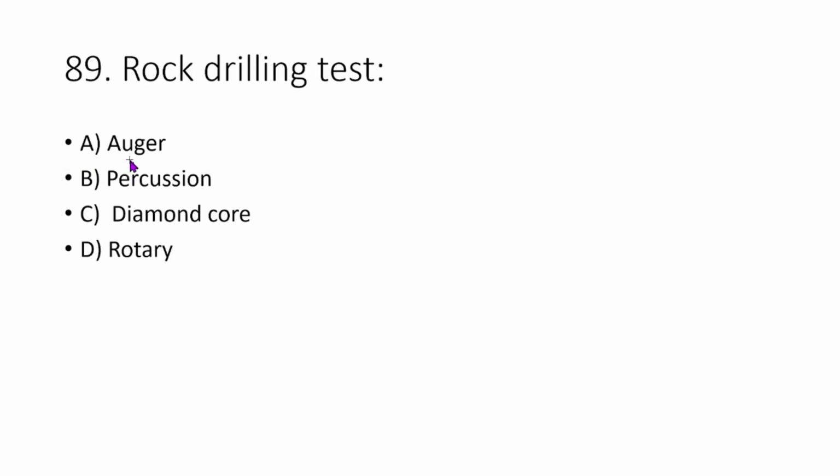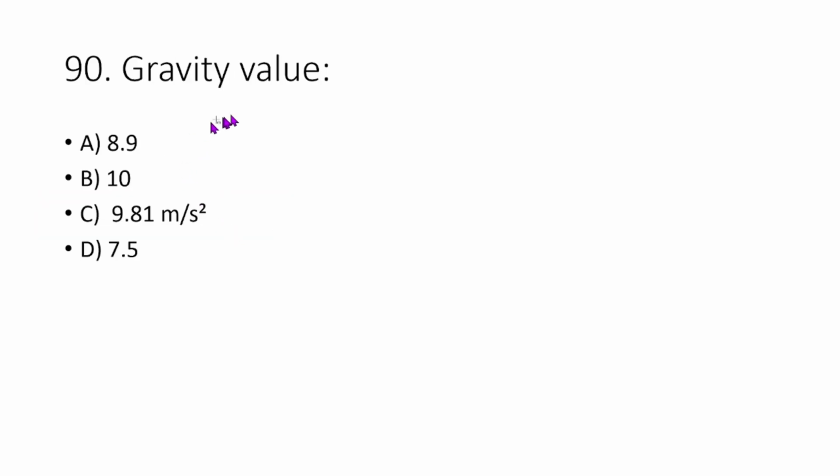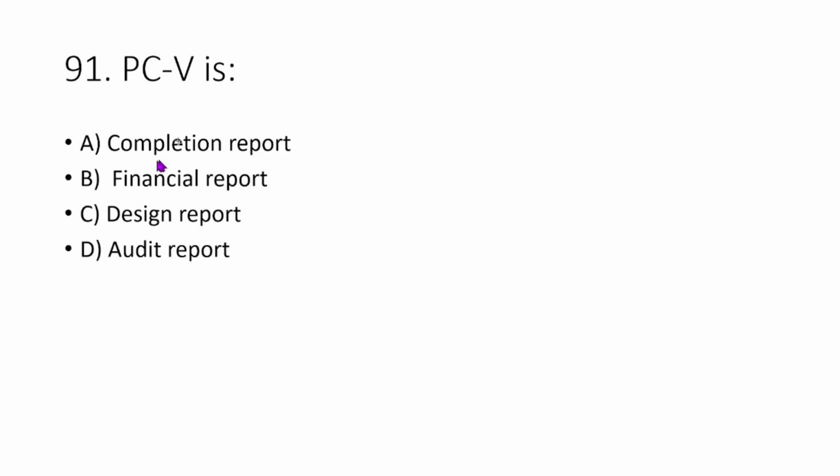Rock drilling test is auger, percussion, diamond core, or rotary. So the right answer is diamond core drilling. Gravity value is 9.8, 9.9, 10, or 9.81. The right answer is 9.81. PC5 is completion report, financial report, design report, or audit report. So the right answer is financial report of the project.